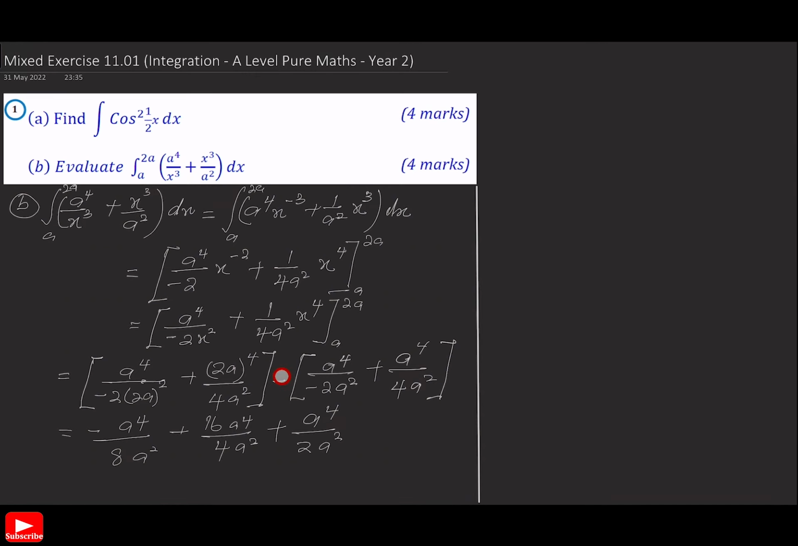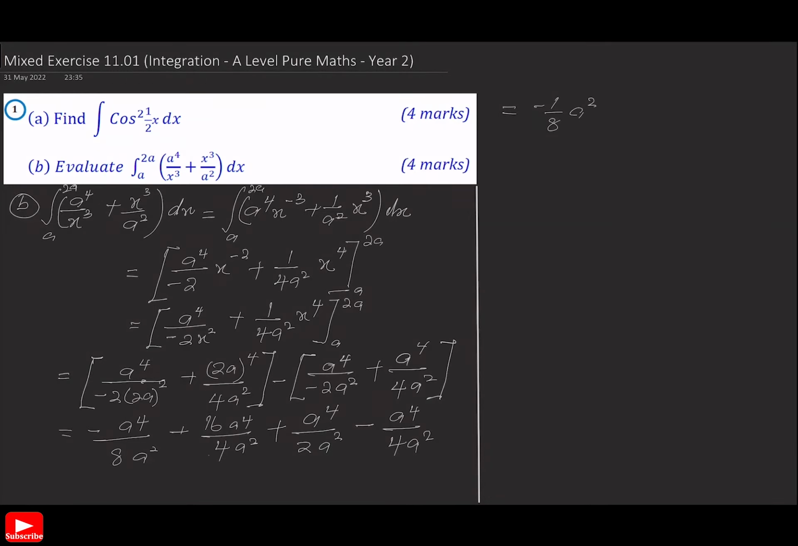And then a negative times a positive gives me a negative. That will give minus a to the power 4 over 4a squared. Then I can see that I've got a to the power 4 here and a to the power 2, so that can be simplified to get a to the power 2. And so the whole of this expression becomes minus 1/8a squared.